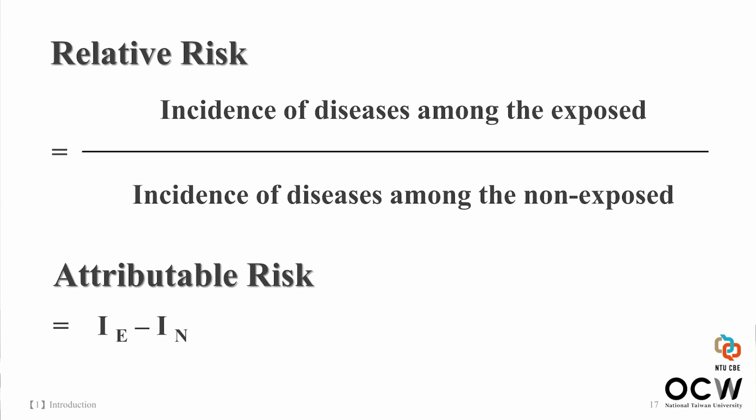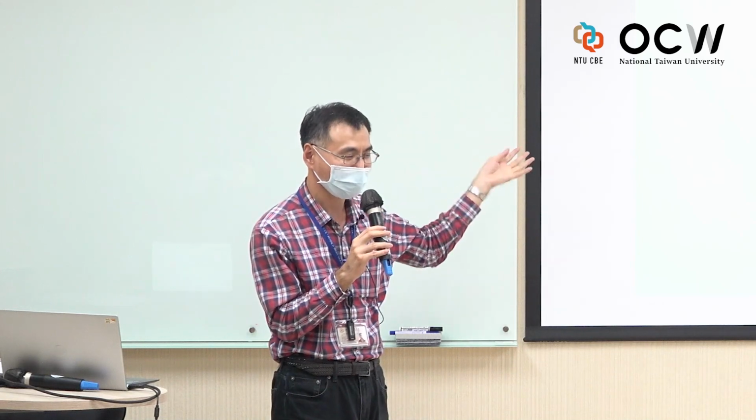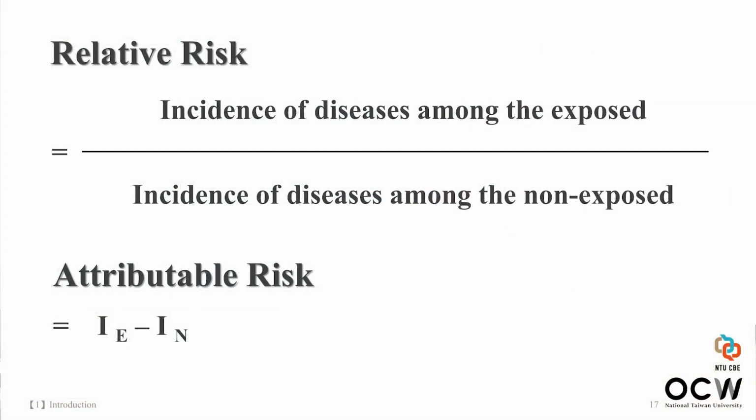So relative risk is generally the way we do it. We could simply do the calculation by the incidence of disease among the exposed ones divided by the incidence of disease among the non-exposed ones. Right? It's very intuitive, right? It does make sense. Or you could calculate the difference: the incidence of the exposed minus the incidence of the non-exposed group. We call it attributable risk.